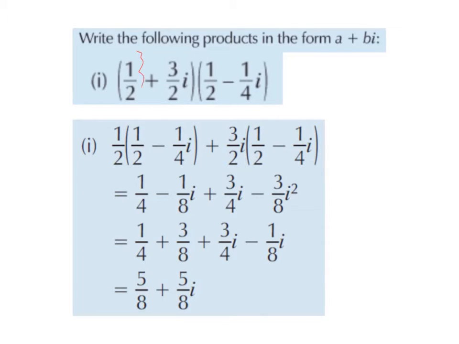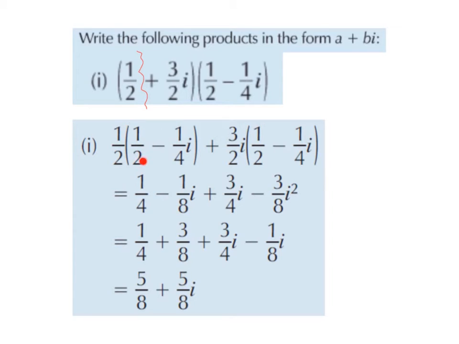I'm going to break up this bracket and I'm going to bring the half down here and the 3 over 2i down here, and then I'm going to multiply both of those terms by the second egg. So I've got my 2 eggs and I crack open the first egg, or the first set of brackets. I bring the half down here, the 3 over 2i down here, and then I multiply each of those terms by what's inside the second egg, or the second set of brackets. So I've got a half minus a quarter i over here, and a half minus a quarter i over here. Okay, so brackets mean multiply.